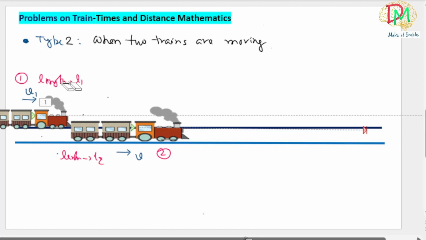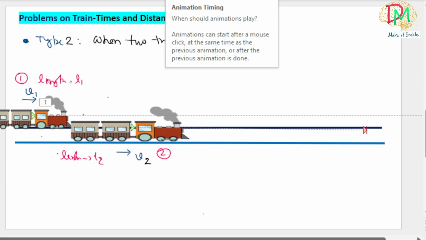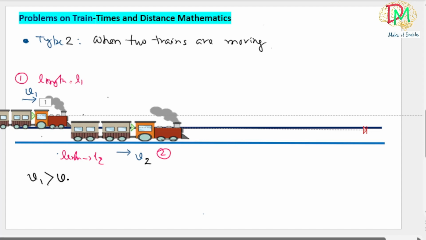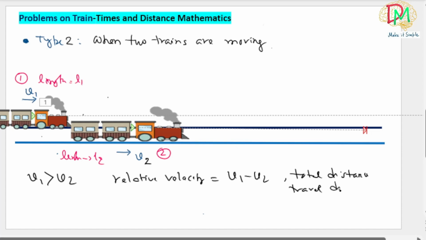Here the length of the first train is L1 and the speed of the first train is V1, and the length of the second train is L2 and the speed of the second train is V2. So here we consider that V1 is greater than V2. So the relative velocity is equal to V1 minus V2, and the total distance traveled due to crossing is equal to the total length of the trains.